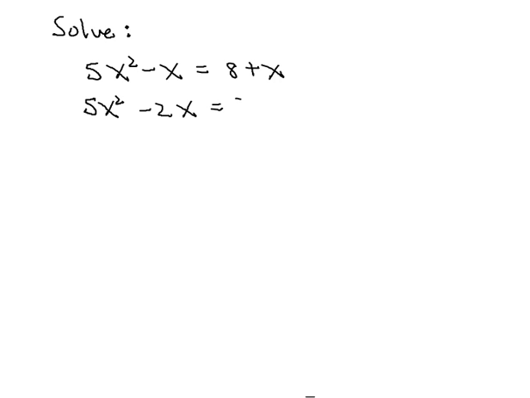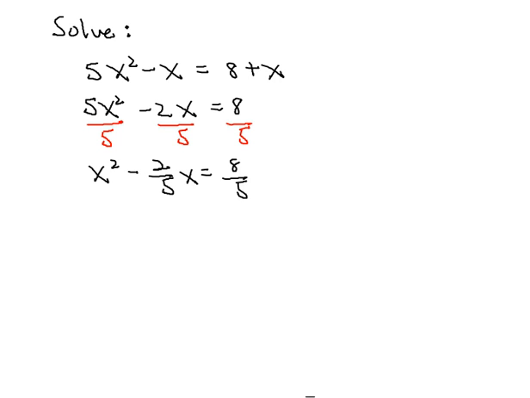is equal to 8. Now, because the coefficient of the x squared term is not 1, we need to next divide every term by 5. So we then have x squared minus 2/5 x is equal to 8/5.